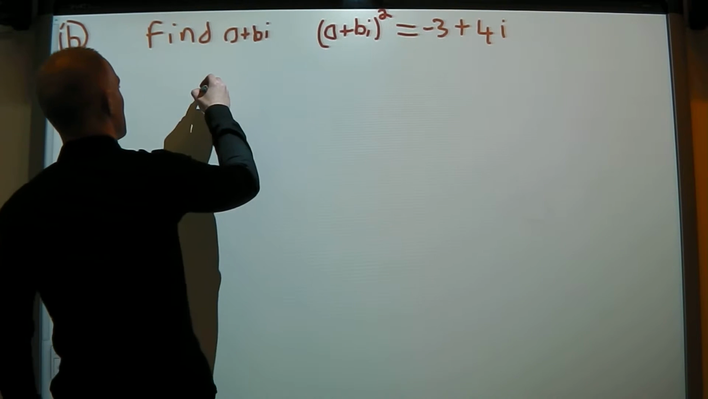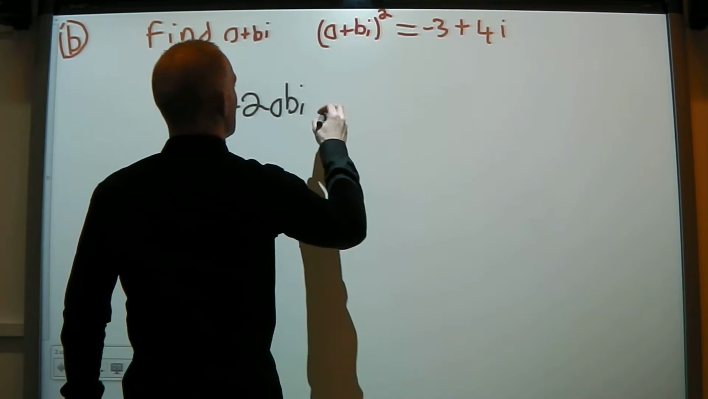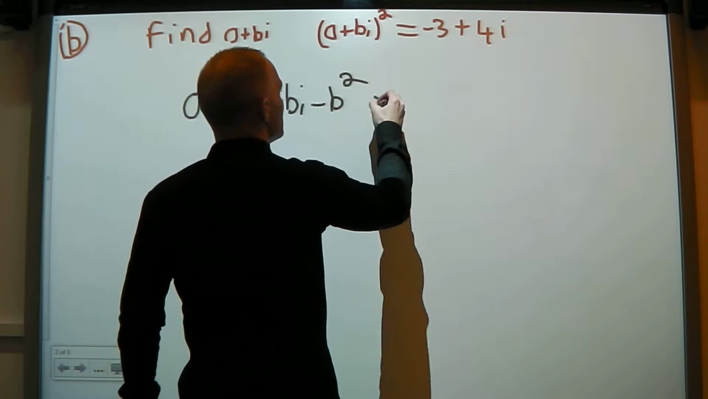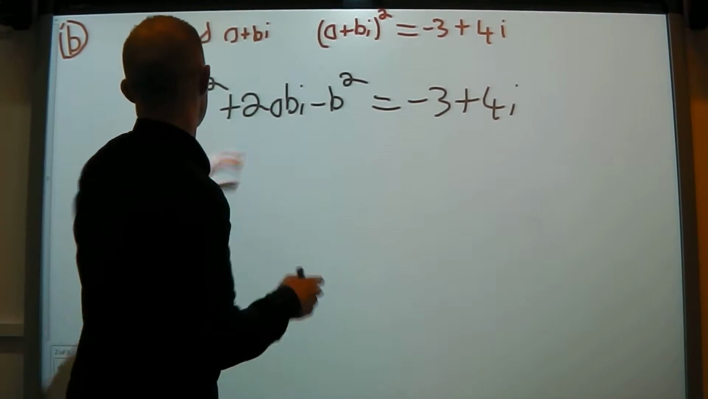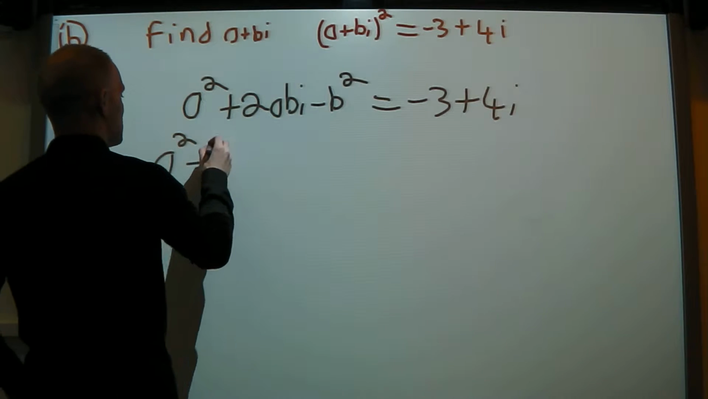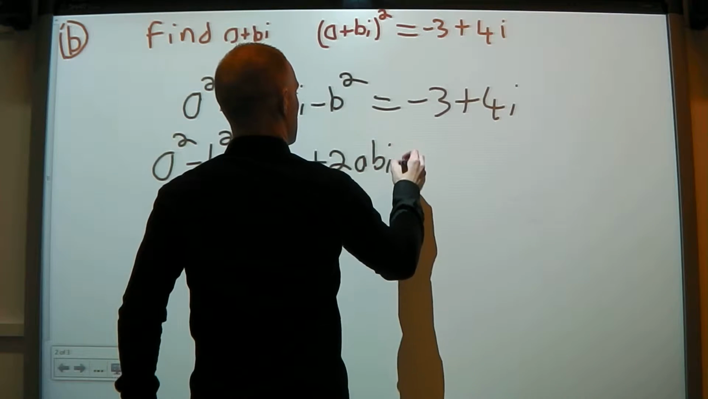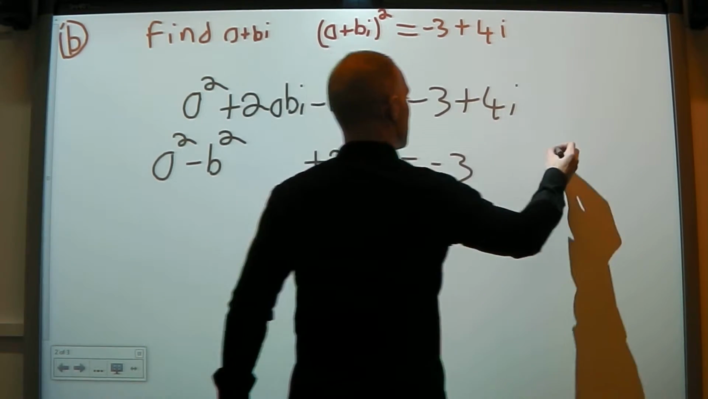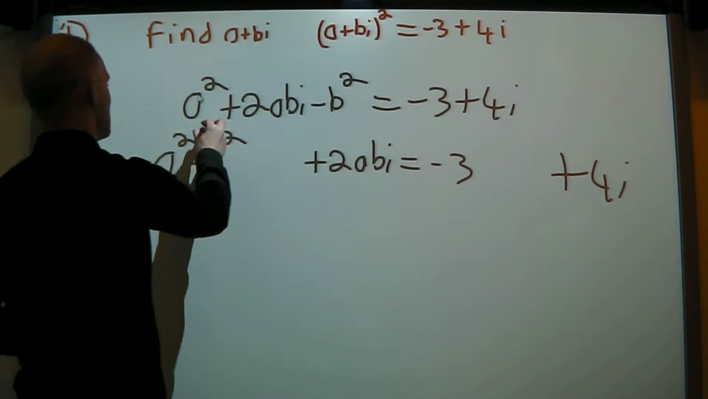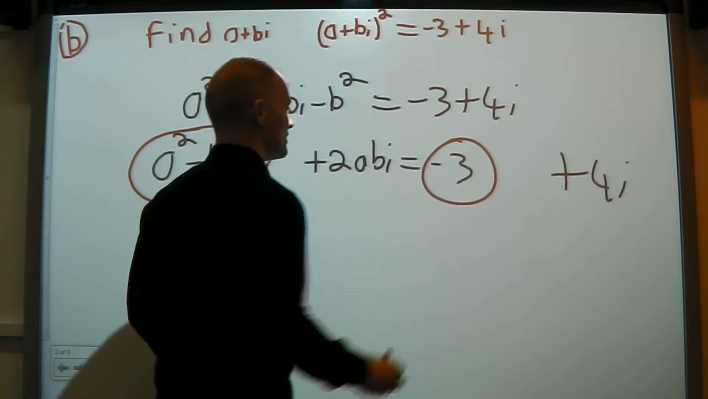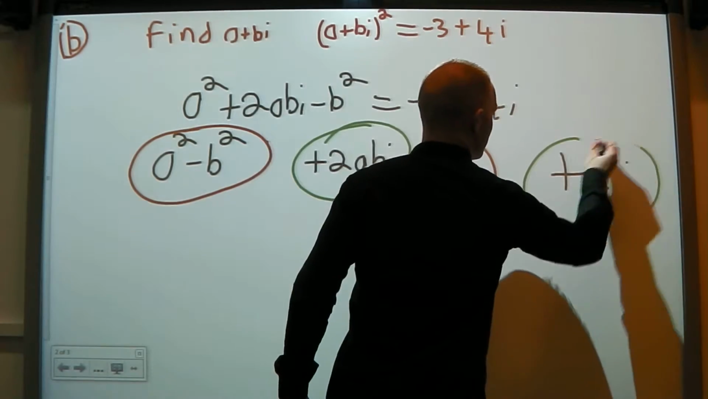So just multiplying this out here, we have a squared plus 2abi minus b squared is equal to minus 3 plus 4i. And we're going to just put the real terms together here. So the real terms are a squared minus b squared, and the imaginary terms are plus 2abi. And that is equal to negative 3 plus 4i. Now, the real equals the real and the imaginary equals the imaginary. So this is the real term here, and this is also the real term here, so they're equal. And then similarly, your imaginary terms are equal here.